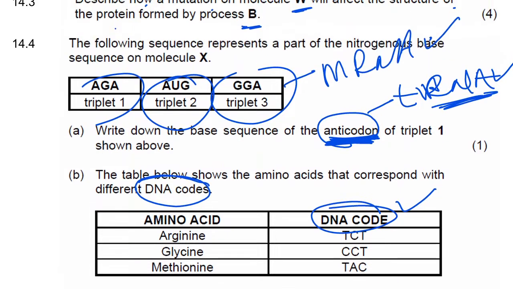This is a different question. Write down the base sequence of the anticodon of triplet 1. Because this is messenger and this is transfer RNA, I just need to convert this. A goes with U, G goes with C, A goes with U. So that is the first answer.